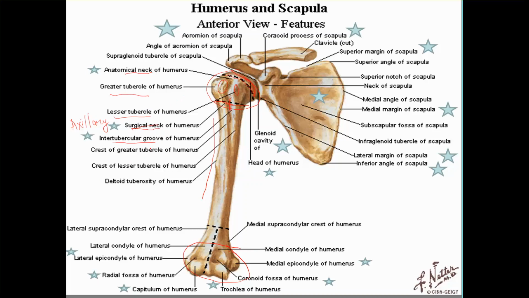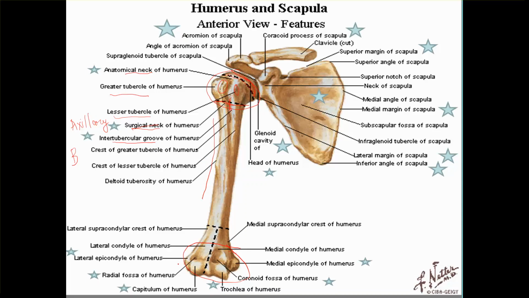So this has another name. It is also called the bicipital groove. Later on you will study the muscle which passes through here, the long tendon of biceps, which passes through this. So it's called the bicipital groove also.